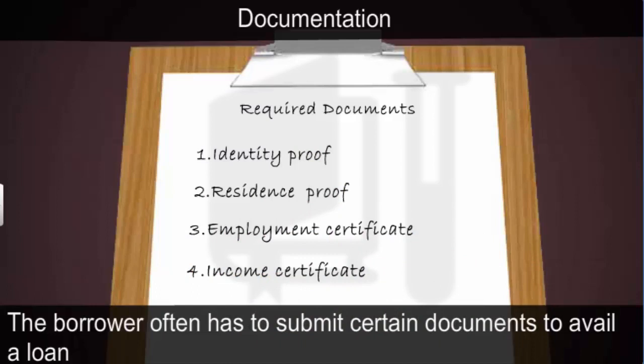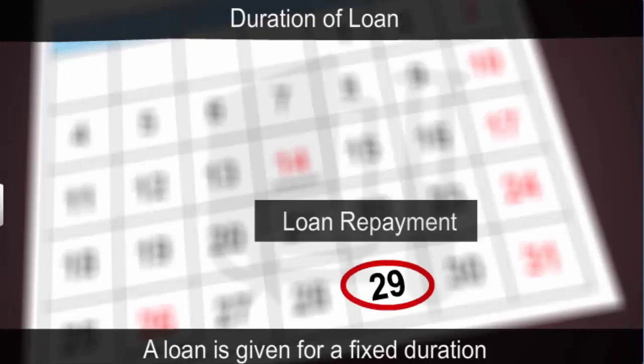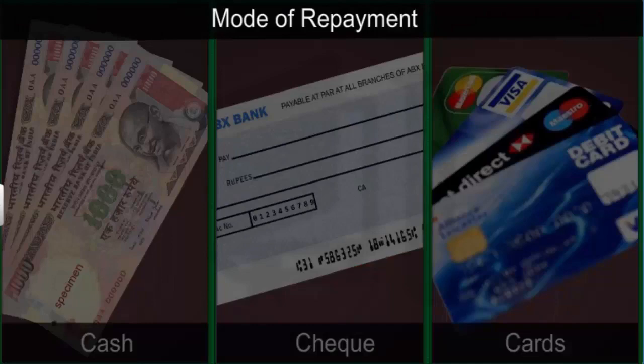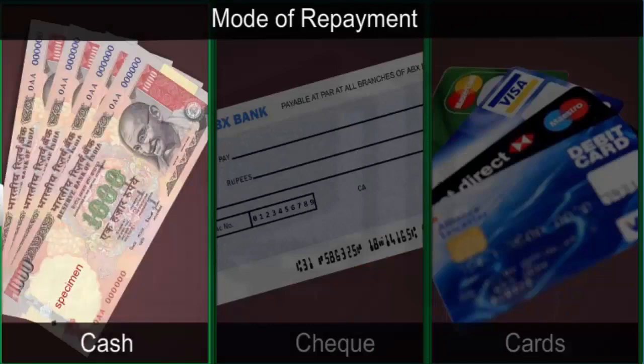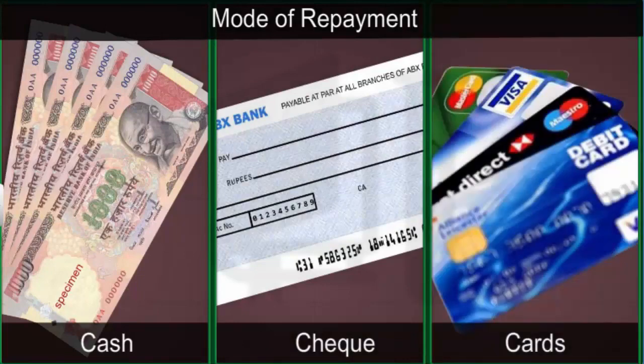A loan is usually given for a specific duration of time and needs to be completely repaid by a specified date. The borrower repays the loan in cash, by check, or by card in installments, or as a one-time repayment as specified in the mode of repayment.